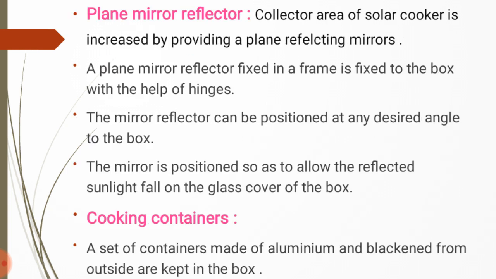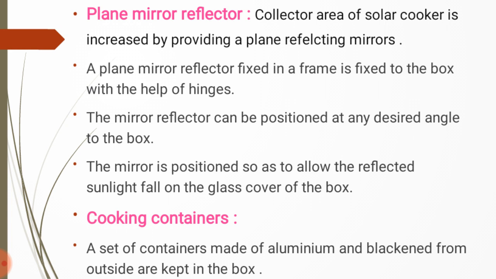The next part is the plane mirror reflector. The collector area of the solar cooker is increased by providing plane reflecting mirrors. That means the collector area of the solar cooker, the area on which the maximum solar radiation is incident, is increased by providing the plane reflecting mirrors. That means we are able to collect all the radiation which is incident on the plane reflecting mirror. So this is the use of the plane mirror reflector.